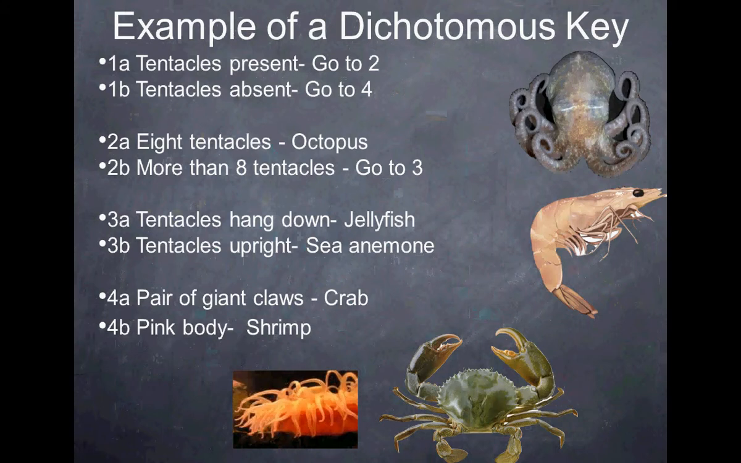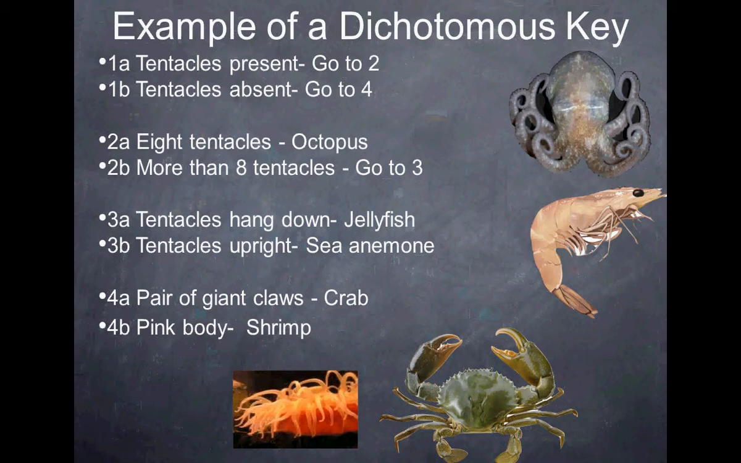All right, our last one for today. So, I have here some species and a key to identify them. Let's pretend we know nothing about these things. Who could walk me through the steps to identify this creature? All right, Jacob, for number one, what do you say? Tentacles present or tentacles absent? Tentacles present. Yes, so we go to two. Then what? I would say eight tentacles. Correct. It is an octopus. So we've used our key to identify.